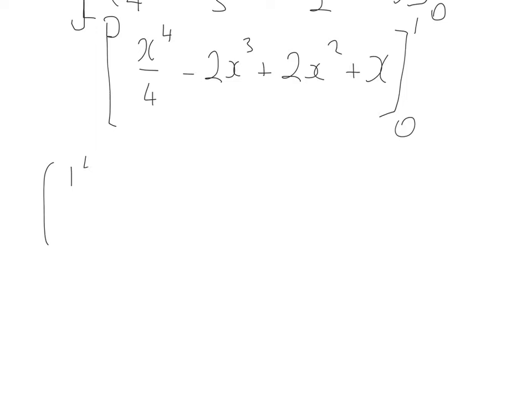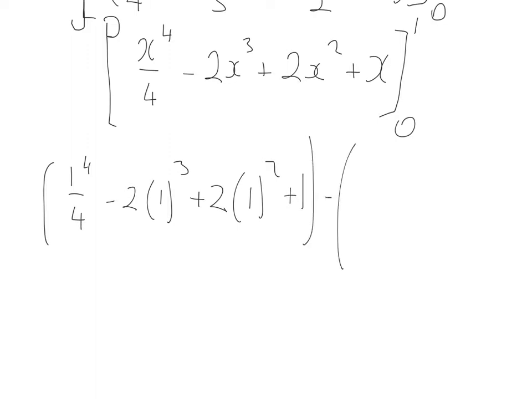So that's 1 to the power 4 over 4 minus 2 lots of 1 cubed plus 2 lots of 1 squared plus 1 minus, open up, 0 to the power 4 over 4 minus 2 lots of 0 cubed plus 2 lots of 0 squared plus 0, close the bracket.